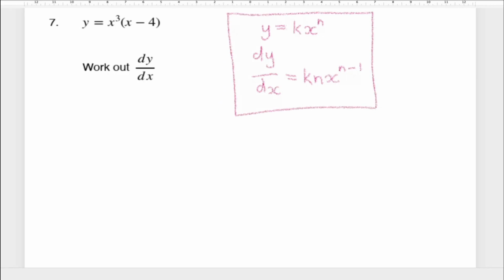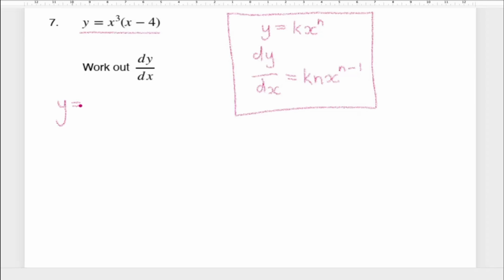Let's have a look at the question. y equals x cubed multiplied by the binomial x minus 4. Work out the derivative of y with respect to x. What I'm going to do first is write down the function again and then expand the brackets. So it looks like this.